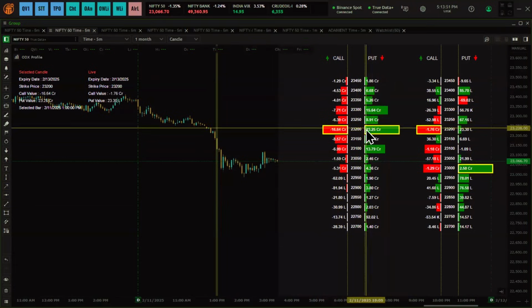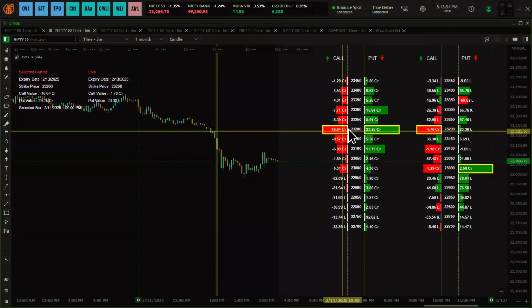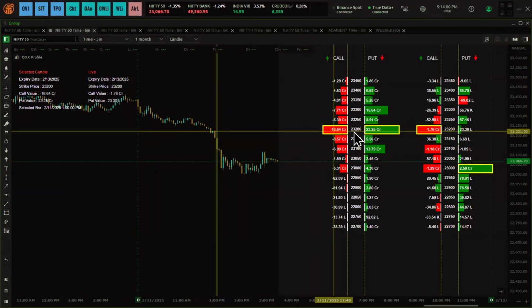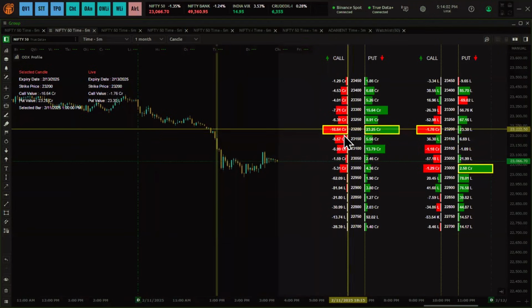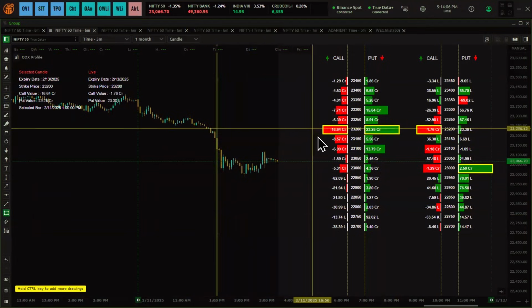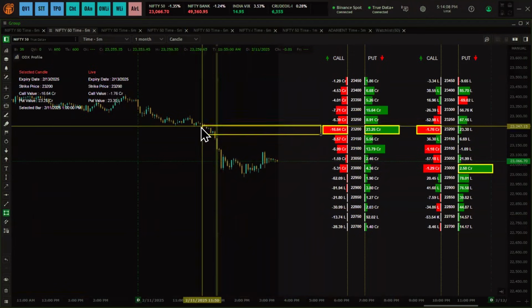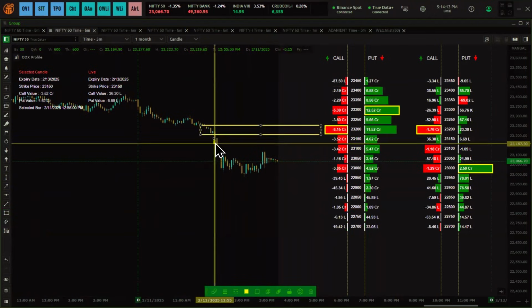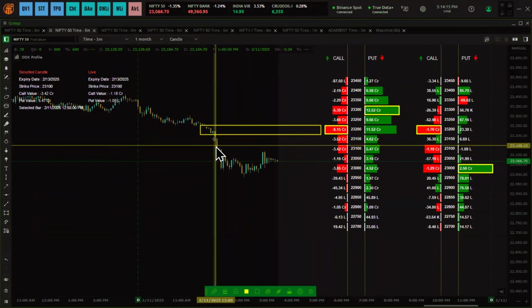So whenever there is a really big value, say here 10 crore is a really big value, 10 crore or more shown on the same strike, this I personally call shifting. When I say shifting, I mean that the momentum has changed. And the expectation from here is that the market is bearish.